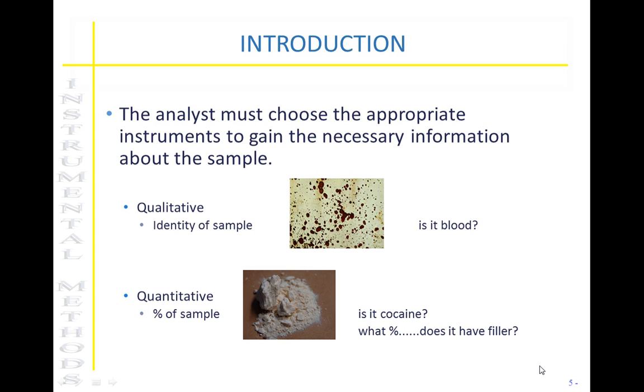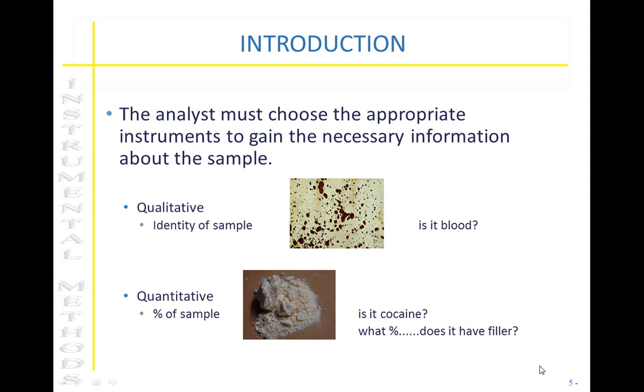If we talk about qualitative analysis, it's actually to identify the sample. So is a certain stain blood, or is that certain stain more of a rust component? If we talk about quantitative analysis, we're determining the percent of that sample. So if it is a drug sample such as cocaine, how much of it is actually cocaine and how much of it is actually filler material?